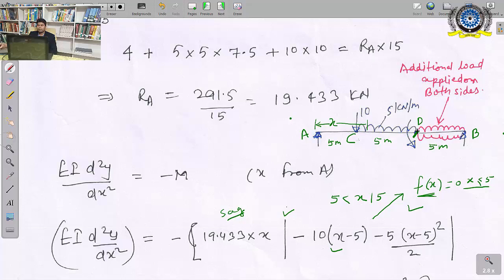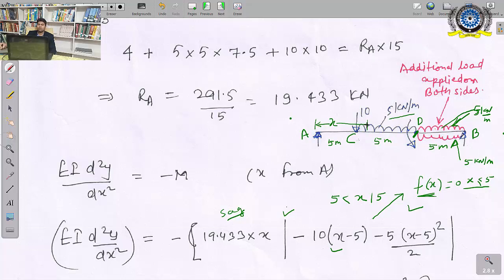What we do, we apply a fictitious uniformly distributed load over the remaining span also. And to nullify this UDL, to compensate it, we apply a UDL upward also. The value of this UDL is the same, that is 5 kN per meter. So this is also 5 kN per meter, and this UDL from the bottom is also 5 kilonewton per meter.